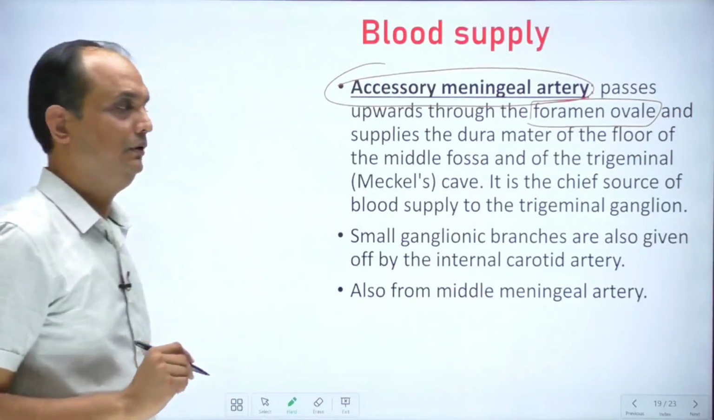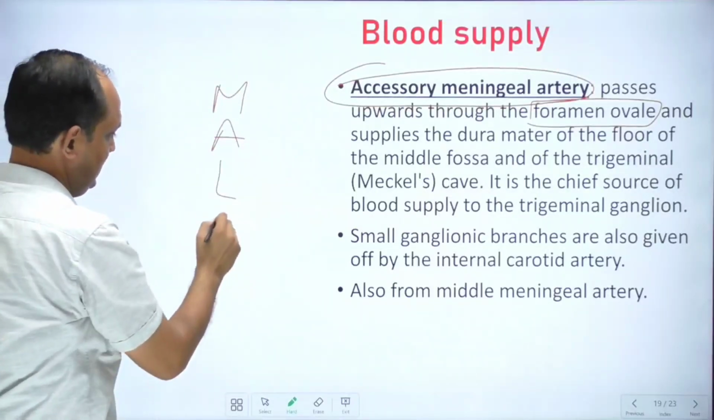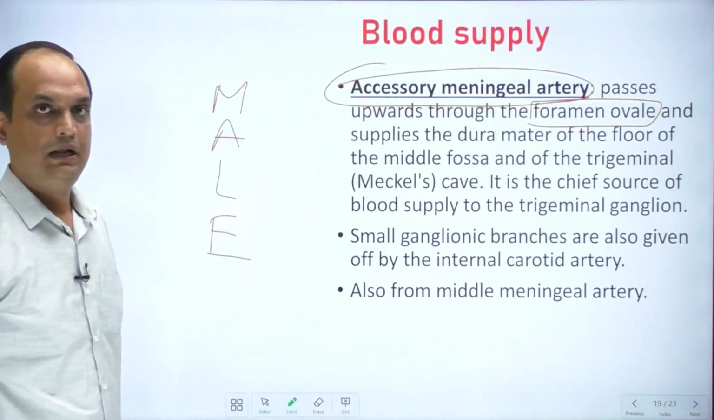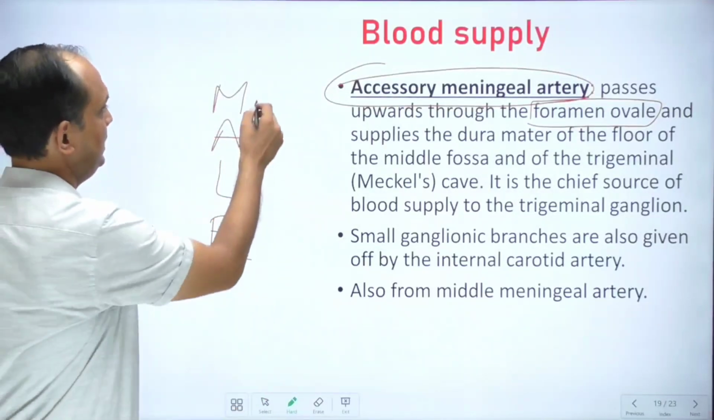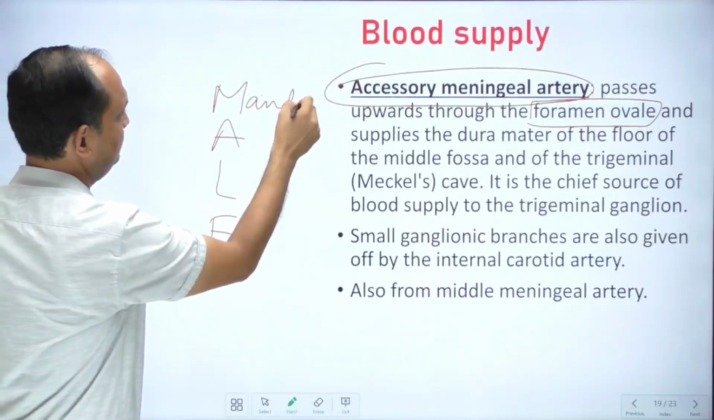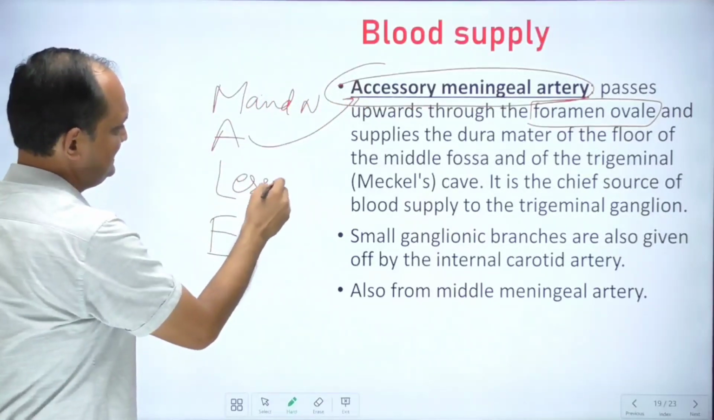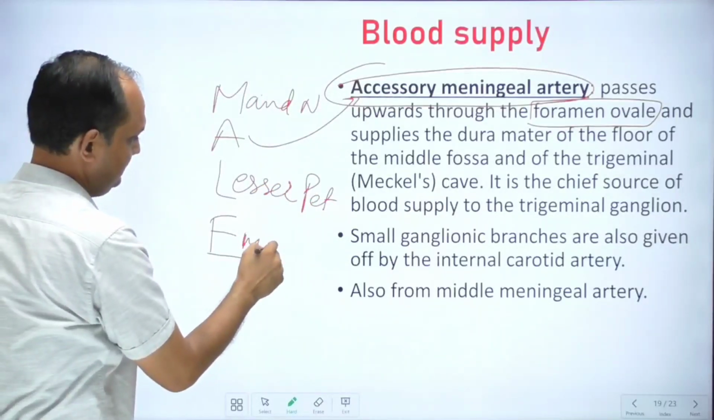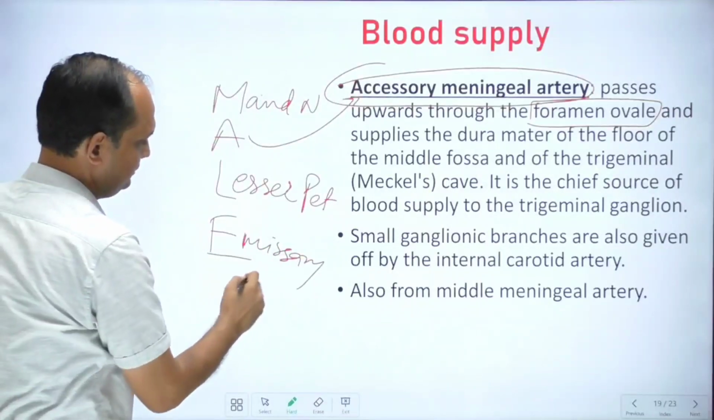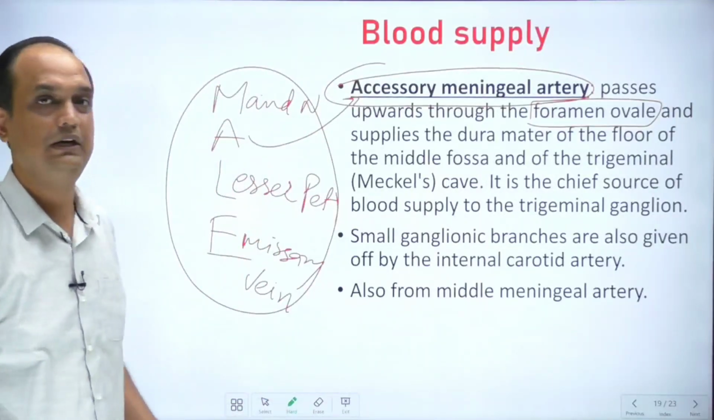Now when you see the foramen ovale, there are 4 components which we learned by MALE, male. So what are these 4 features? One is the mandibular nerve, this is the mandibular nerve. A for accessory meningeal artery, L for lesser petrosal nerve, and E for emissary vein. So when we are talking about the contents of foramen ovale, these are the 4 contents.